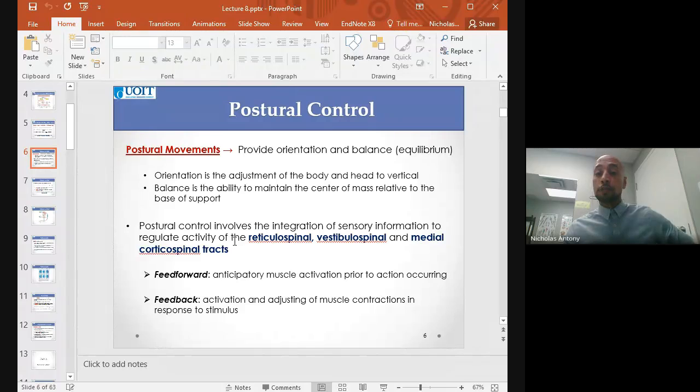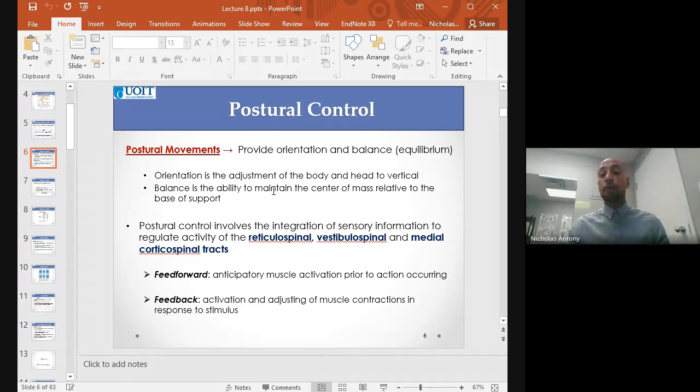So postural movements would be how we activate our core in response to particular types of movements or perturbations, right? Like losing balance, how we contract our core to maintain our stability. Now this movement, in terms of a goal, is to provide orientation and balance. So this is what we define as equilibrium. So this will include orientation of the body and the head to the vertical, so that we're all positioned based on which way gravity is pointing.